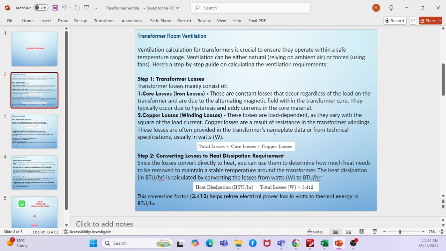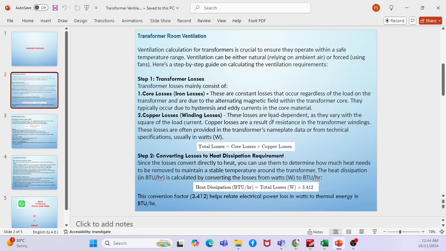As a concept, this is the transformer losses. Basically you have core losses, or iron losses, and winding losses in the transformer, right? There are constant losses that occur regardless of the load on the transformer, due to the alternating magnetic field within the transformer core. They typically occur due to hysteresis and eddy current in the core material. So basically we have two losses: the iron losses and the winding losses.